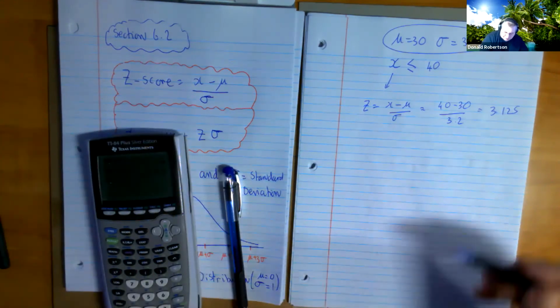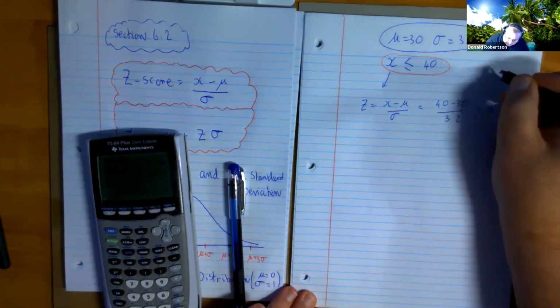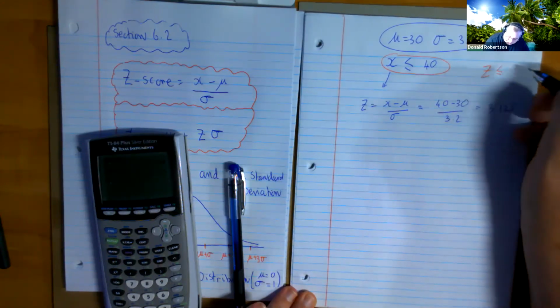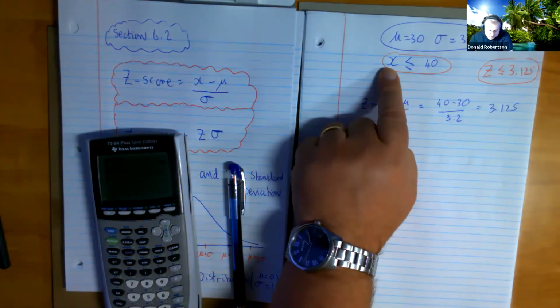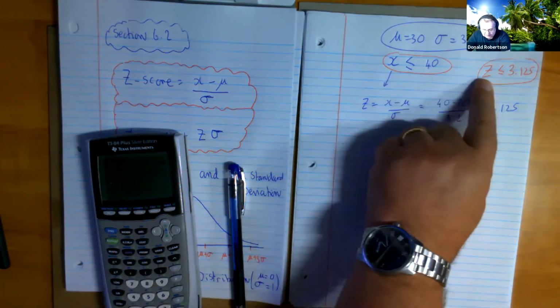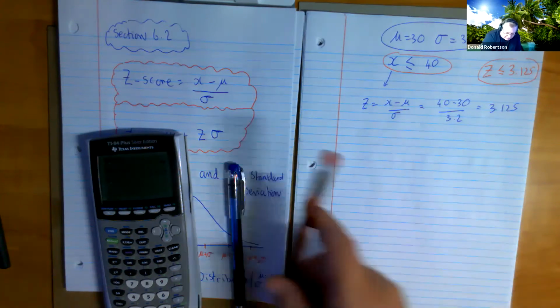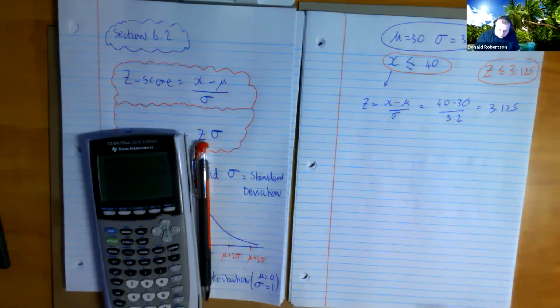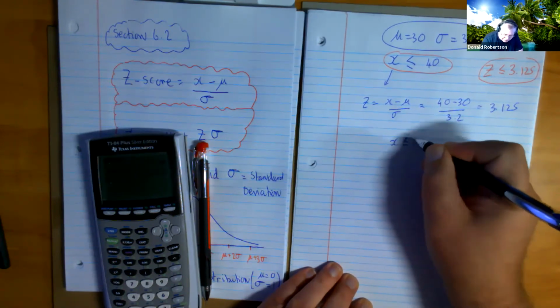So there are a group of questions where they give you this and they ask, what does it look like if you convert it in terms of a standardized Z-score? Well, getting a raw data value less than or equal to 40 is the same thing as getting a Z-score less than or equal to 3.125. You'll also get, basically it's question 9, I think, questions that say something like this.